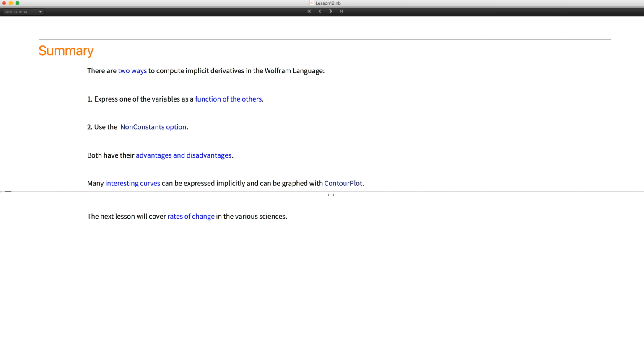So that's the end of this lesson, and the next lesson will talk about rates of change. But before doing that, you should definitely review today's lesson, try lots of examples, and make yourself ready for the next lesson. And of course, we'll also have a problem session before we go on to the next lesson.